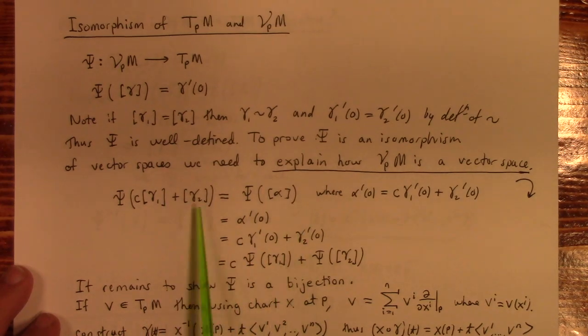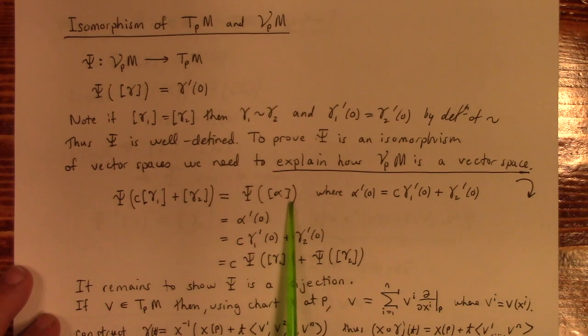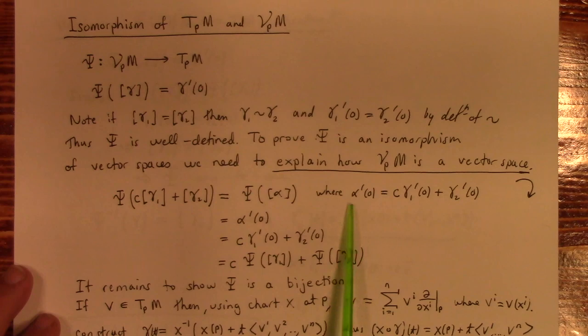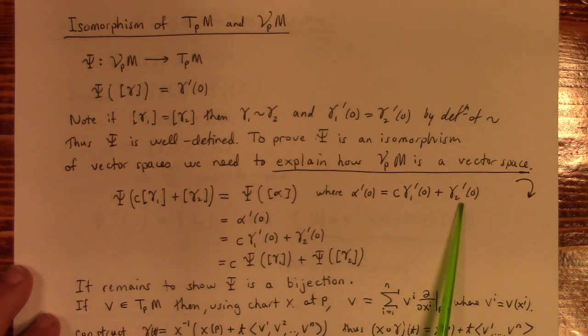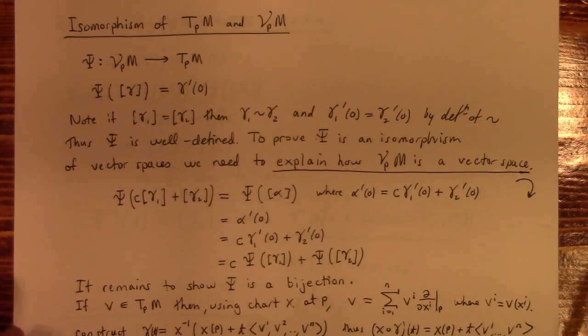That is equal to the equivalence class that we just defined and talked about, where alpha prime of 0 is c gamma 1 prime of 0 plus gamma 2 prime of 0. So yeah, that's that. But then by definition of my isomorphism, that's that. So it's linear. Now we just got to show it's a bijection.